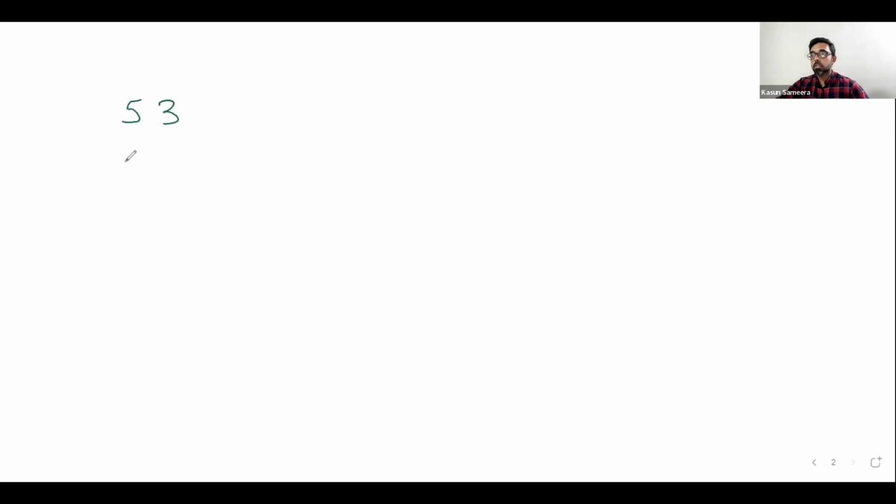53 plus 40, 30, 39. How to add? Just do the addition, right? What we normally do, how do you do this calculation manually, children? 3 plus 9 is 12. Then you write number 2.